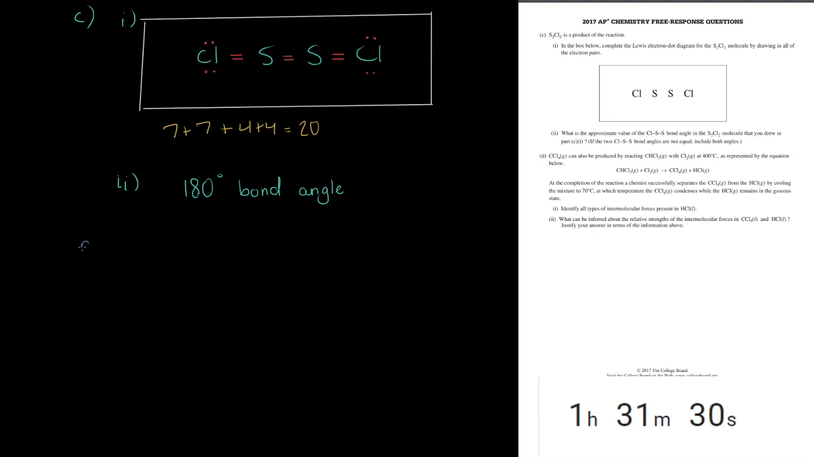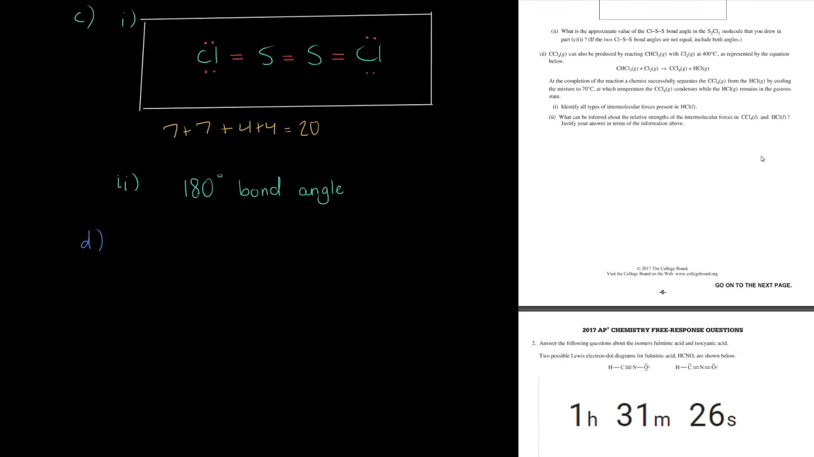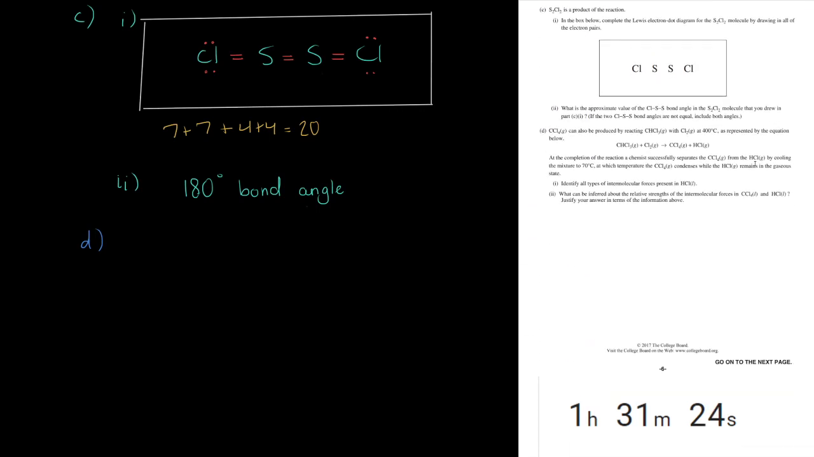Moving on to part D, because now, let's see, how much more of this do we actually have? That's it for that question. So we should finish part D in, what, we would have 7 minutes. So we've got to finish part D in 7 minutes, then we'll be on track. That's cool. So carbon tetrachloride can also be produced by reacting the blah with the blah at 400 degrees Celsius, as represented by the equation below. So we've got this equation.